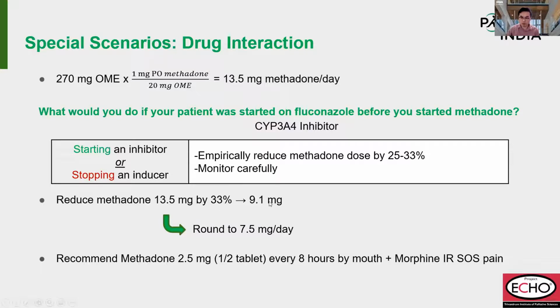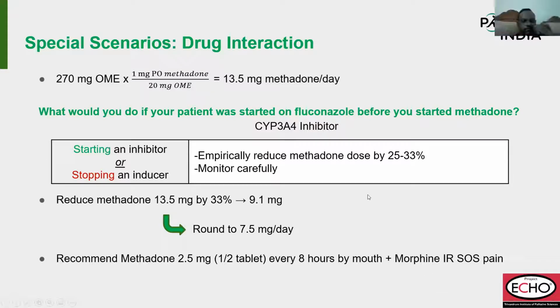So this would lead to 9.1 milligrams. So I may be more conservative and round down to 7.5. And that's because I'm keeping in mind that I have 5 milligram tablets, and the smallest I can do is break in half, which is 2.5. If you have liquid, you have a lot more freedom for that. So in this case, I would recommend 2.5 milligrams of methadone every 8 hours, in addition to our SOS dosing that the patient may need.